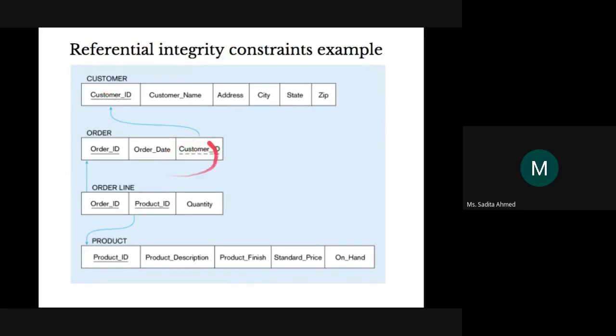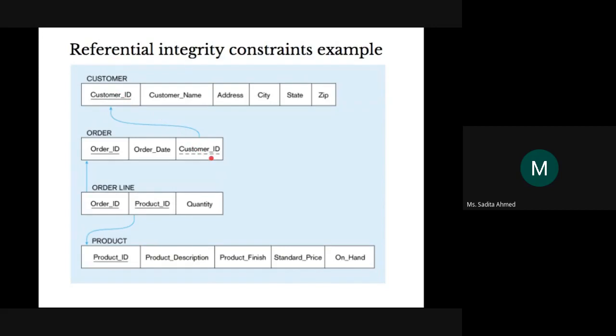That is, here under customer ID I cannot put any value that does not exist under the customer ID column in the customer table. Either it will be a value which is already there, which already exists in the customer table under the customer ID column, or it can be null, nothing else.